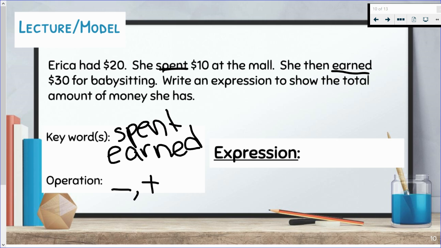So the first thing we need to do is what happened first. She started with 20 and then she spent 10. So we're going to start this out in parentheses to say what goes first. She had 20, she spent 10, or subtracted 10. She then earned $30 for babysitting. We're going to add 30 after that. So that is what our expression would look like in this situation.